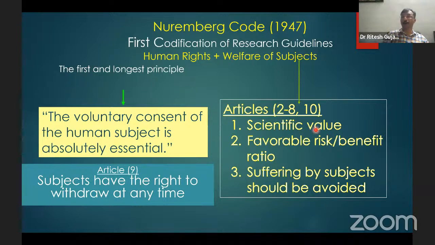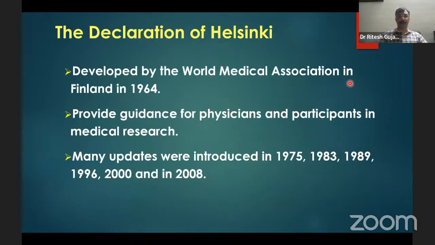Suffering by subjects should be avoided. Throughout that medical research, we should take care that for all the research participants, there shouldn't be any physical or psychological harm. Then came, after Nuremberg, the Declaration of Helsinki, that is considered the most important document which forms the basis of modern medical ethics. It was developed by the World Medical Association in 1964. It provides guidance for physicians as well as participants, because in all medical research, these 2 personalities will be there, physicians or surgeons and participants.